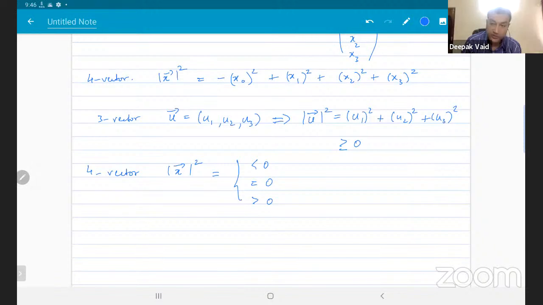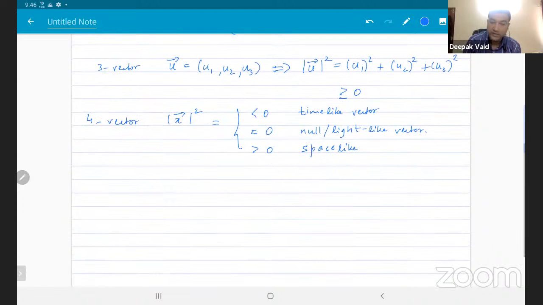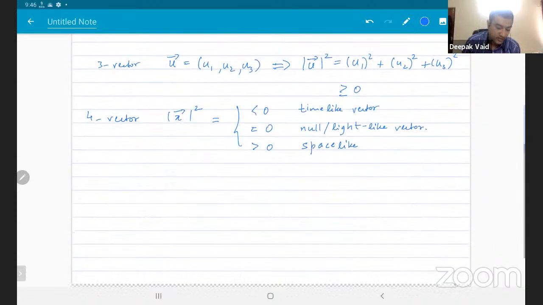Okay. What is the meaning of these 3 possibilities? When the length of the vector is greater than 0, I call it a space-like vector. When it is less than 0, I call it a time-like vector. And when it is equal to 0, I call it a null or light-like vector. Okay. Now, what do all these things mean? I will explain one by one.